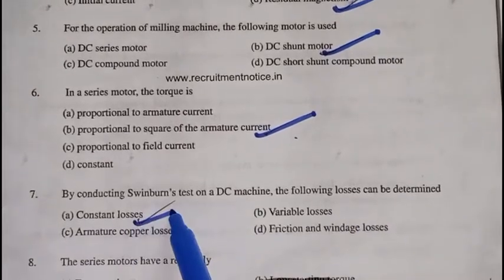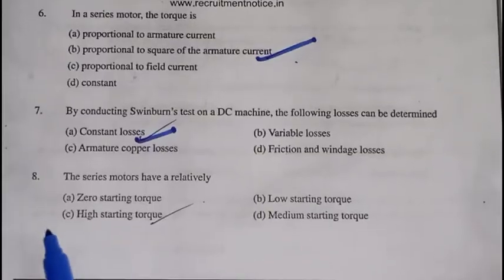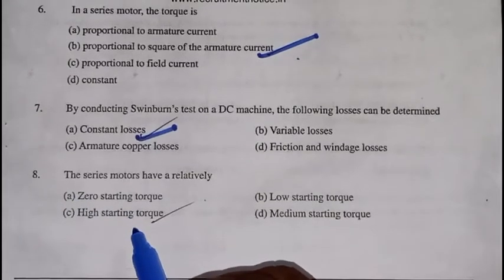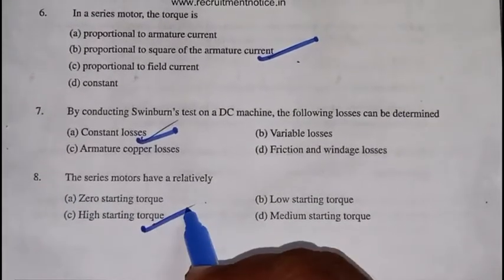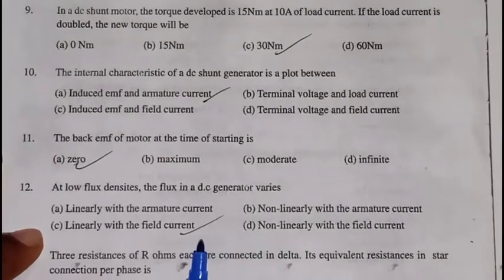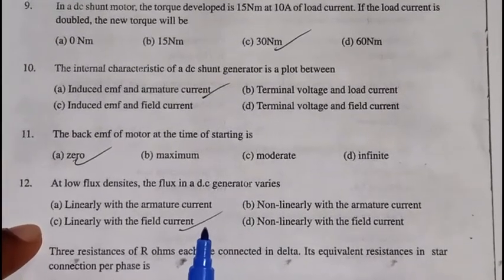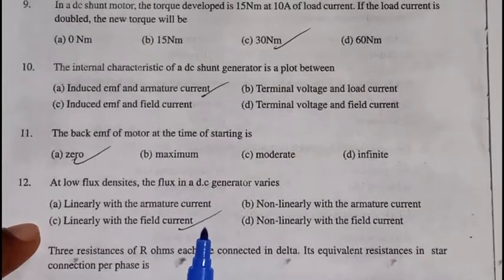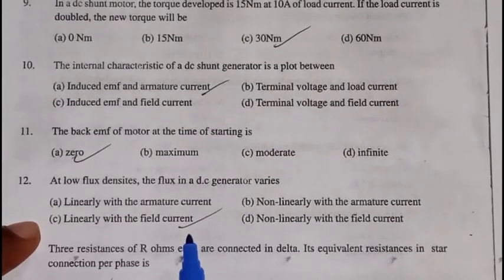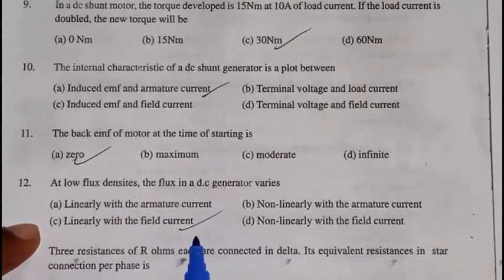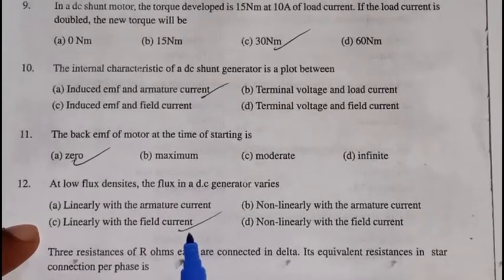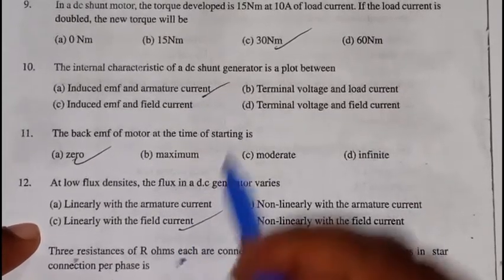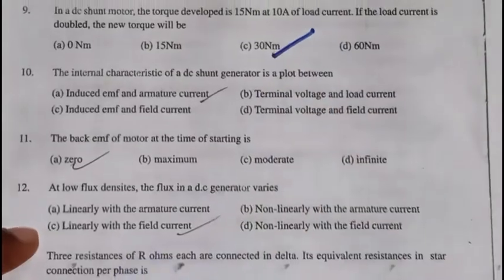Answer constant losses. Question number 8. The series motor have relatively high starting torque. Question number 9. In a DC shunt motor, the torque developed is 15 Newton meter at 10 amps of load current. If the load current is doubled, the new torque will be answer 30 Newton meter.